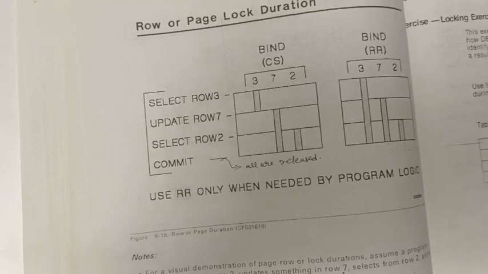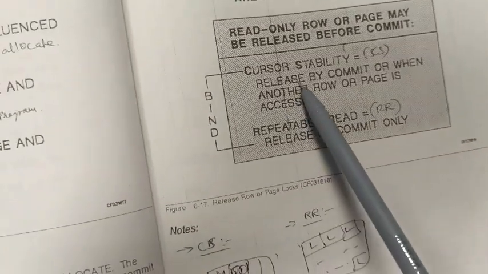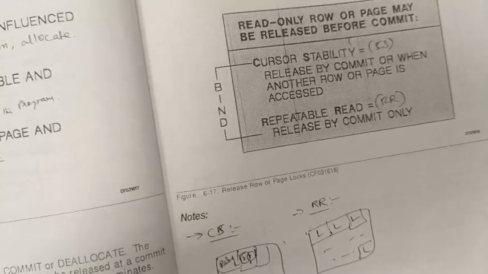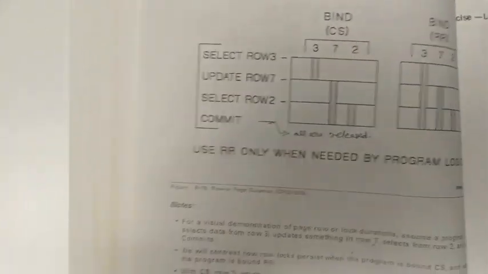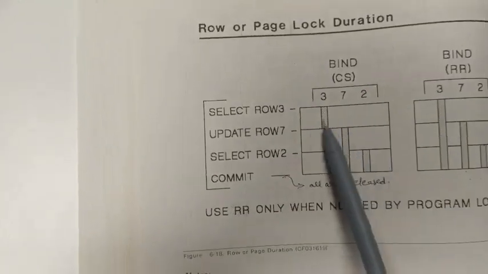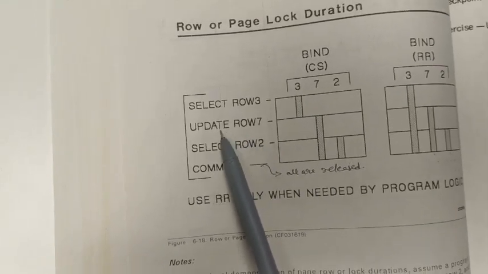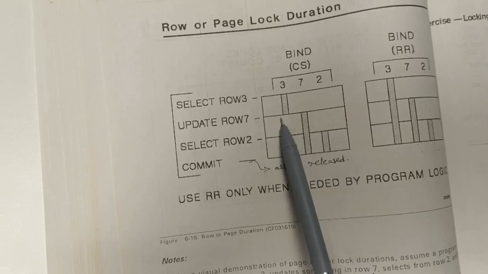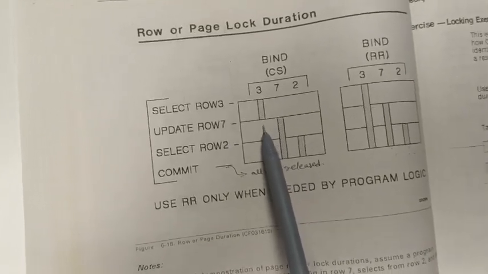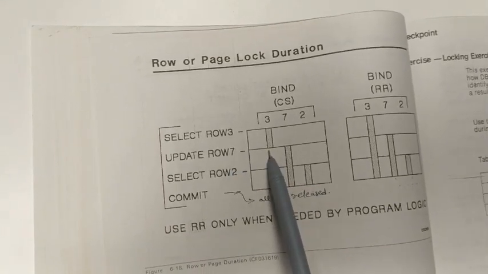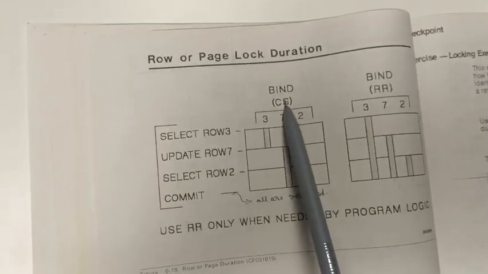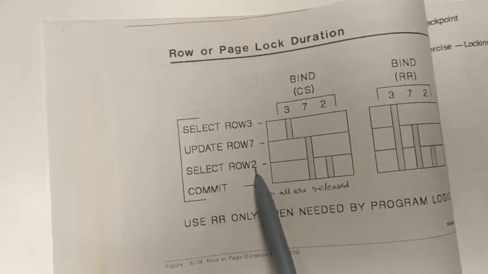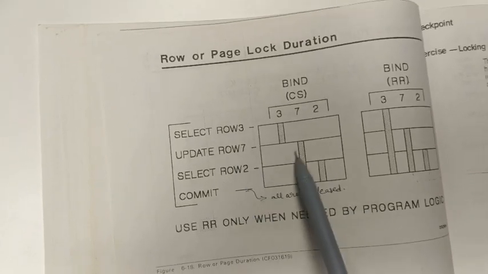But cursor stability means the lock is released by any commit or even when another row or page is accessed here. See, now I am on row 3, and I am accessing another update here. See, another update or another commit here, row 7. At that time my row locking is getting released, because I am selecting another row here. That is the advantage of cursor stability. Here I am selecting row 2 again, because I have not released the update 7 here.